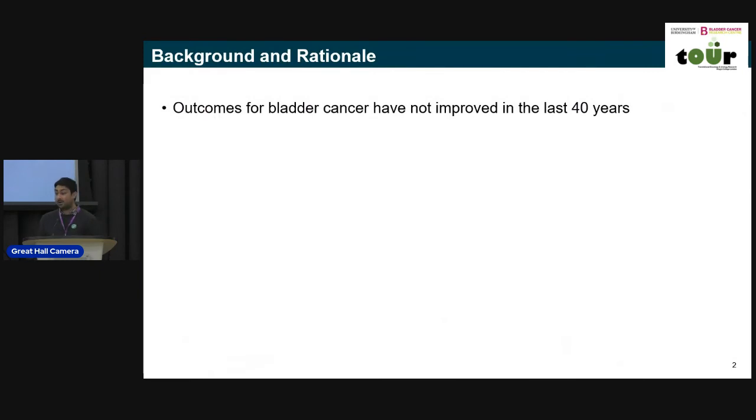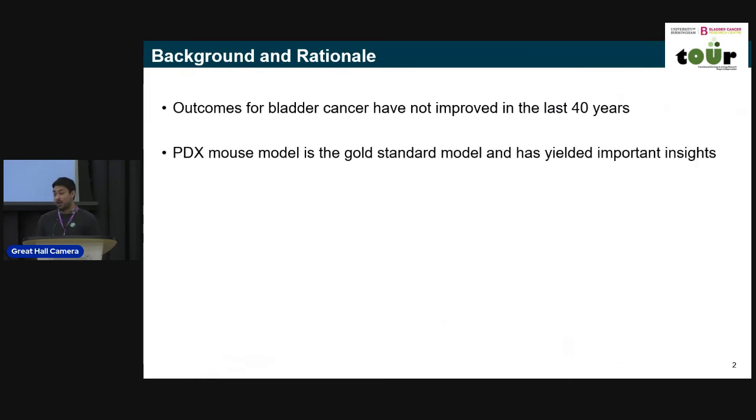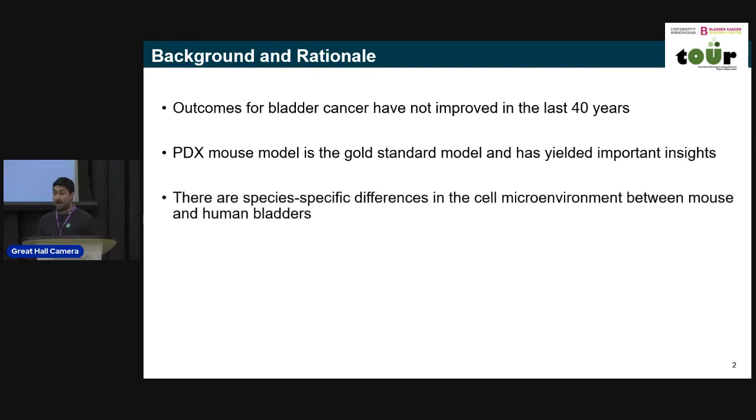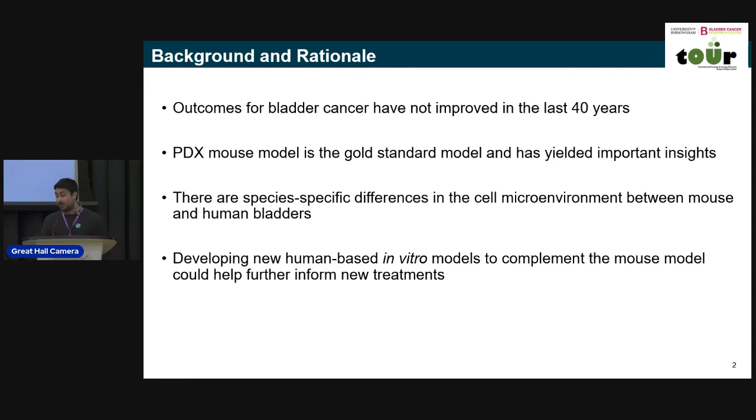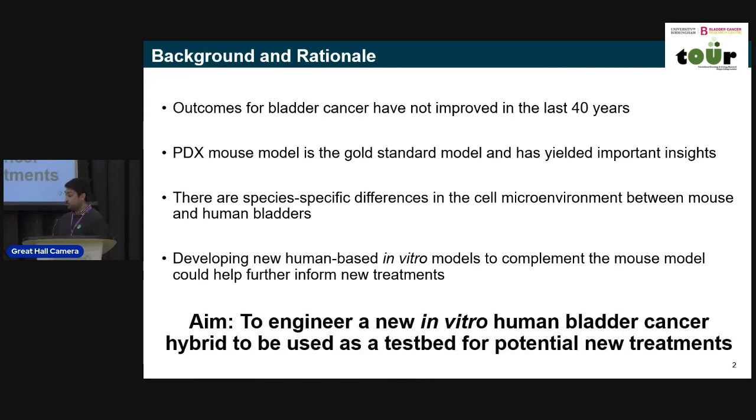The outcomes for bladder cancer have not improved in the last 40 years, and the patient-derived xenograft mouse model is the gold standard model and has yielded important insights. However, there are species-specific differences in the cell microenvironment between mouse and human bladders. Therefore, developing new human-based in vitro models to complement the mouse model could help further inform new treatments. So the aim for my project is to engineer a new in vitro human bladder cancer hybrid to be used as a test bed for potential new treatments.